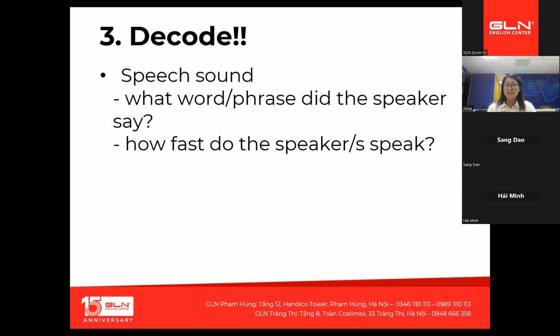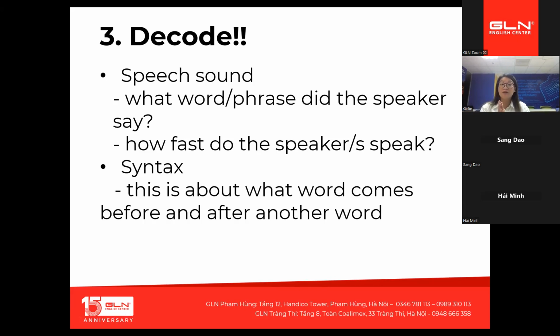And the third one is decoding. So you have to decode. Okay, so that is the third one. And I believe that these are the three major things that you have to improve in your listening.